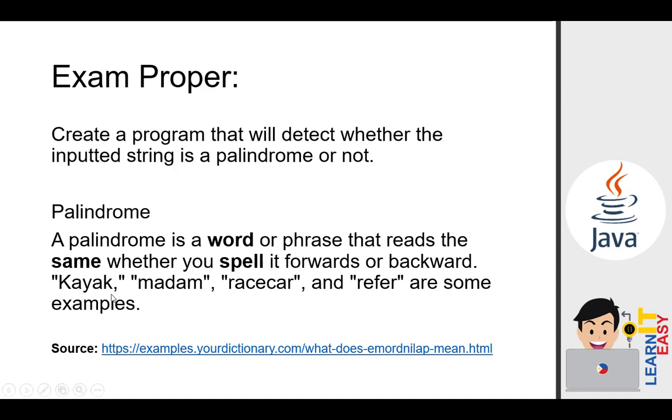Kagaya ng word na kayak. Pag binaliktad mo yung kayak, kayak pa rin yan. Di ba? Yung madam. So, kahit i-flip mo yan, madam pa rin. How about yung race car? Yes, race car is a palindrome. Tingnan nyo, kahit baliktarin, race car pa rin yan. And refer. So, maraming pa yung mga examples na pwede nating magamit. So, yun yung ibig sabihin ng palindrome.